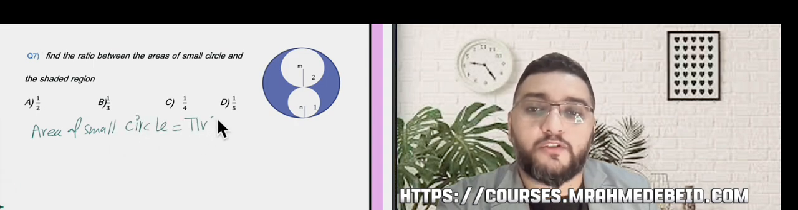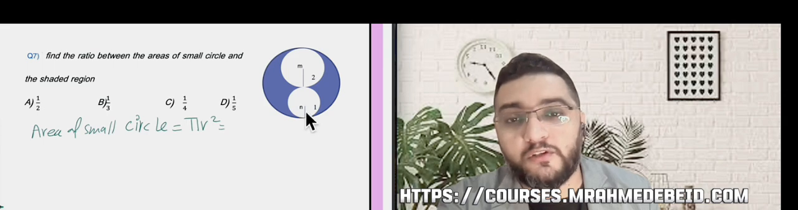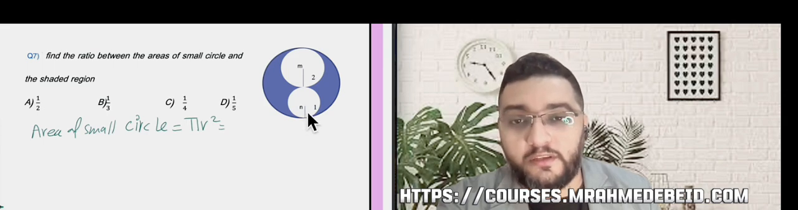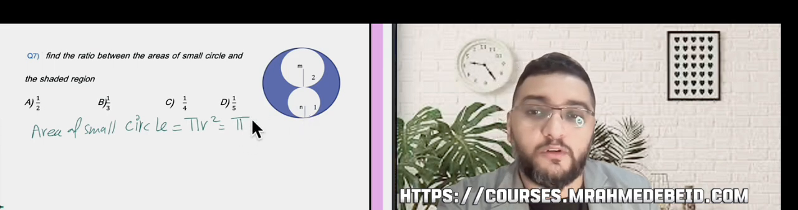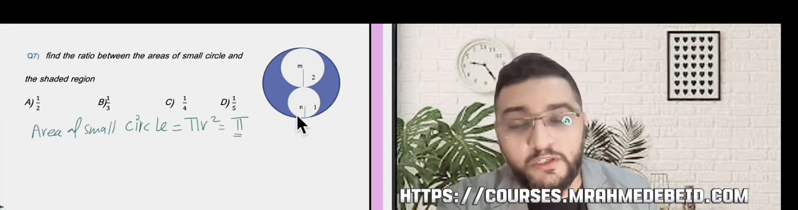The formula is pi r squared. If the radius of the small circle is 1, then the area will be pi times 1 squared, which equals pi. So the area of the small circle is pi.